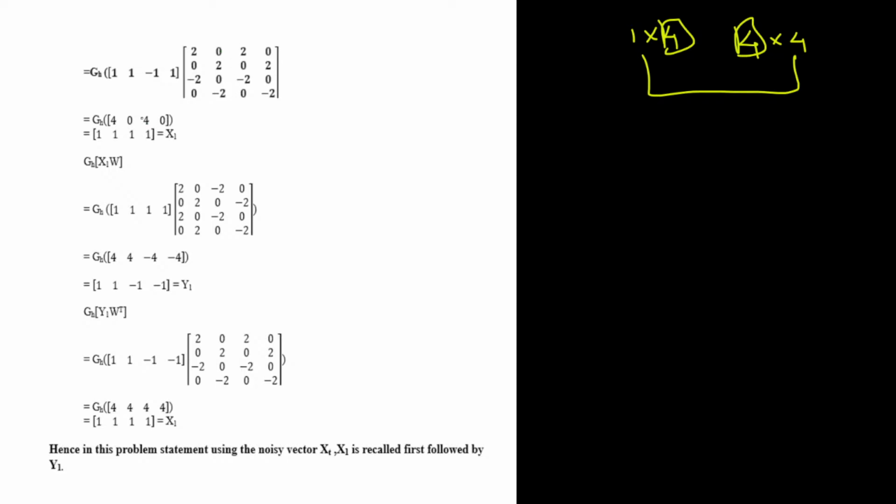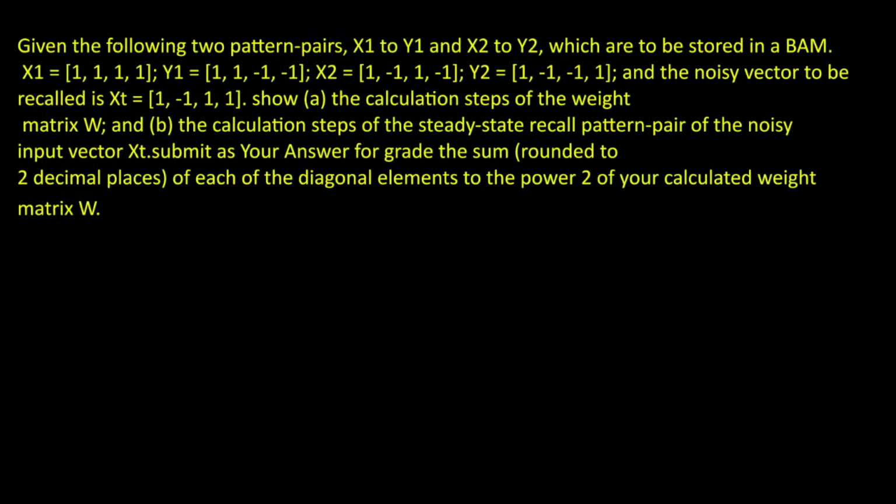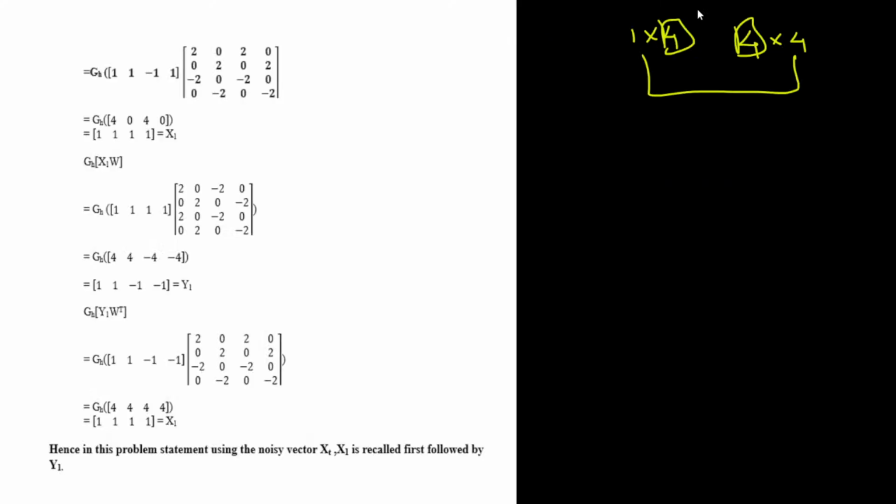If you have 0 or positive value, that replaces with 1. If you have negative value, that replaces with minus 1. Since we don't have any negative value, all of them are going to be 1. And if you look at this, this is x1. Okay, so we recall the x1. Now what we had to do is we had to bring this x1 and multiply by the weight and see if we are getting the y1.